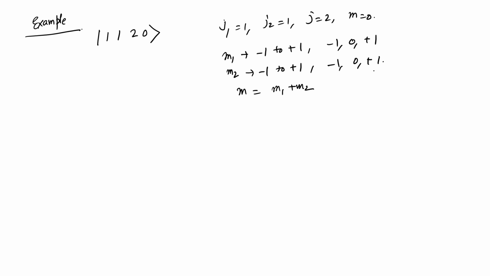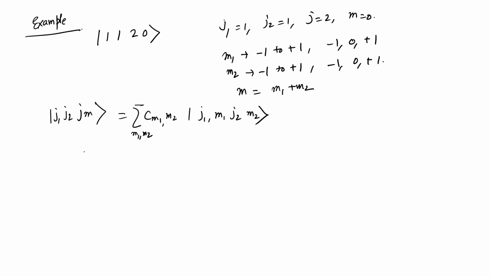So, all these combinations of m1 and m2 have to finally give you an m equal to 0. So, what we do is that we write the full notation, this |j1 j2 j m⟩, which is equal to the Clebsch-Gordon coefficient C_{m1 m2}, and then we have these |J1, M1, J2, M2⟩ and so on, and then sum over M1 and M2 subject to the condition that M1 plus M2 will have to be equal to M.